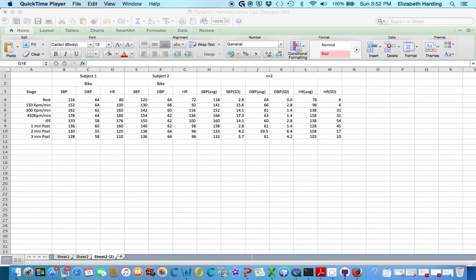Hi class. As promised, I'm going to go over some graphing techniques in Excel specific to Lab 6, which was your hemodynamic responses during exercise lab. You are going to make 3 graphs from the data in your group related to the submaximal cycling trials.